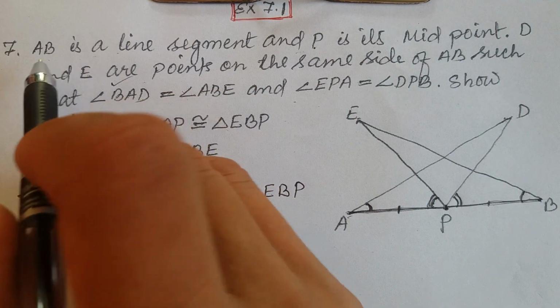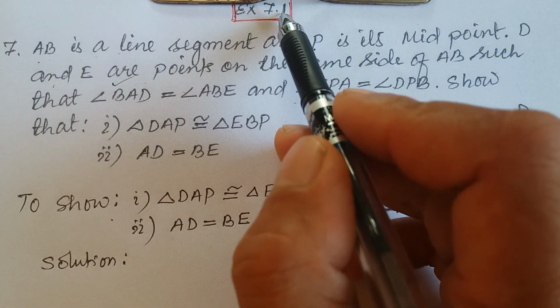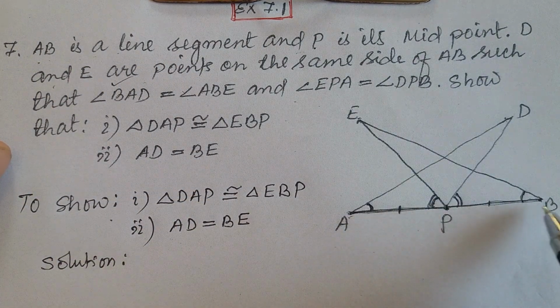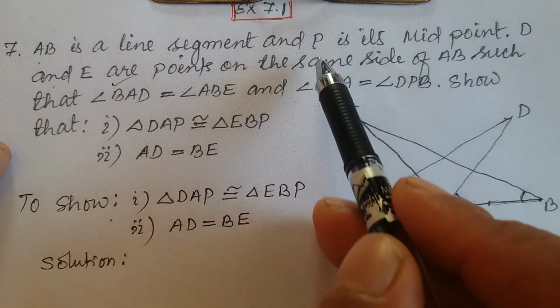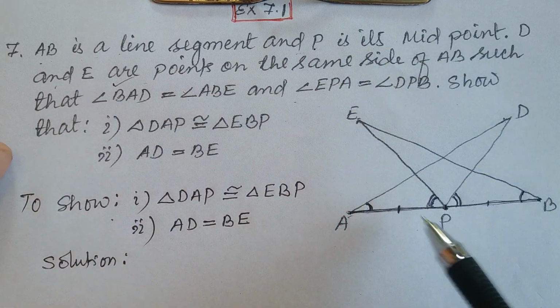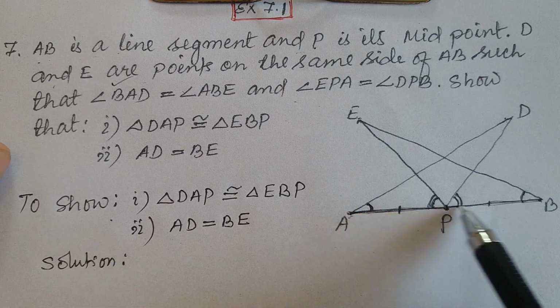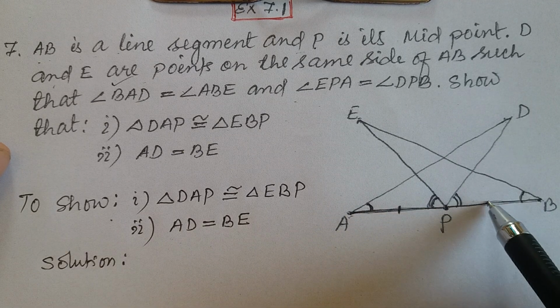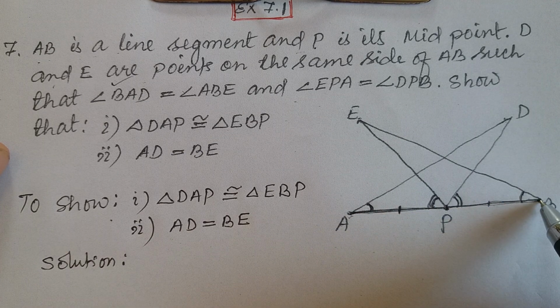Okay, now let us see question number 7 of exercise 7.1. AB is a line segment, and B is its midpoint. This B is the midpoint of this line segment AP, which means that this part and this part are equal in length.